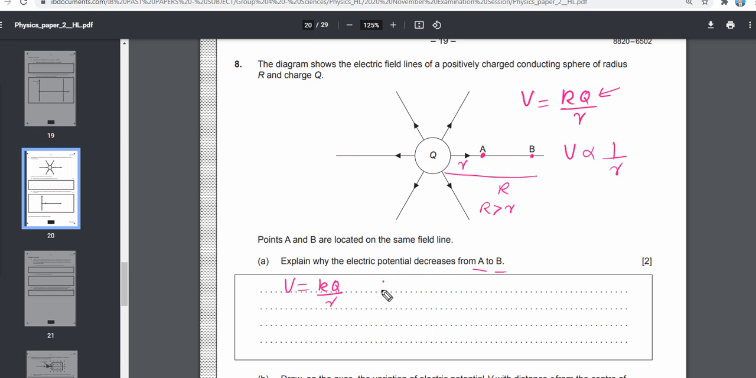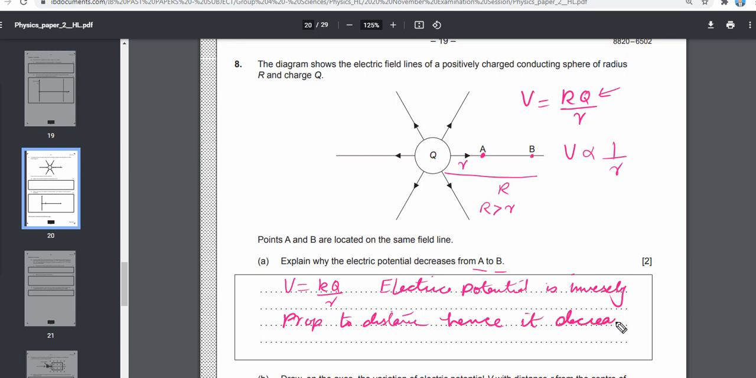Electric potential is inversely proportional to the distance, hence it decreases when the charge moves from point A to B. Alright, so this will be the answer for part A.